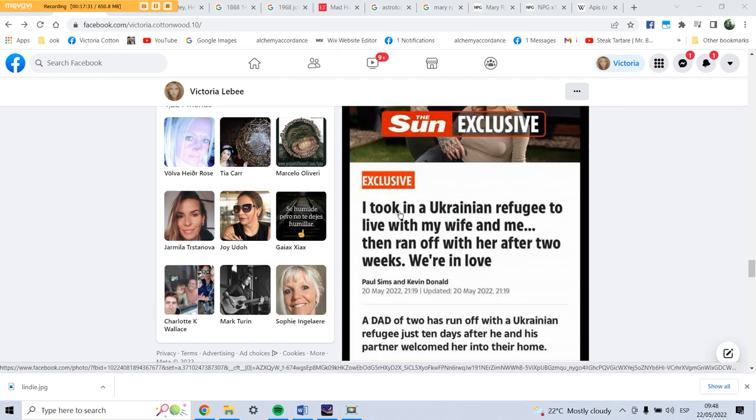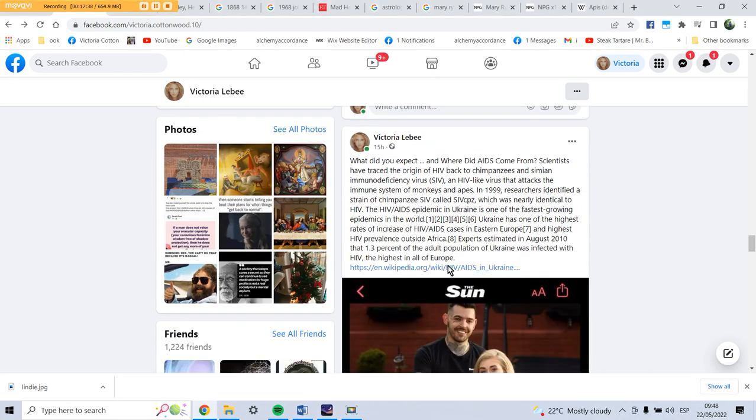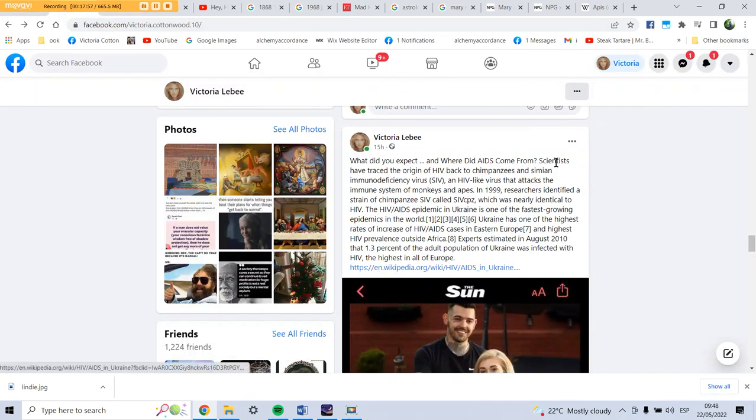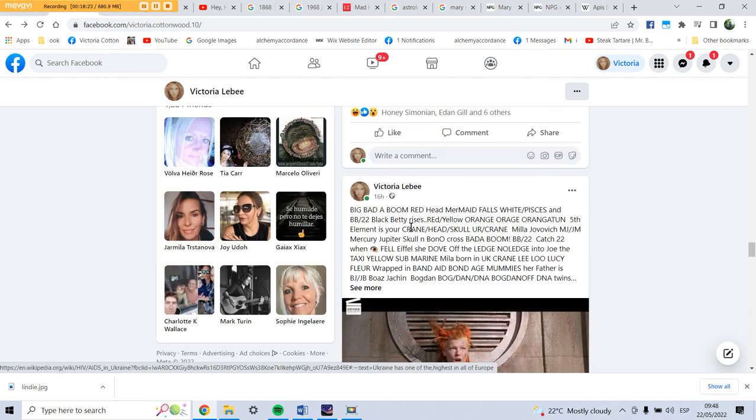So obviously we've now got Ukrainians running off with husbands, but did you know that the highest rating of AIDS in Europe, 1 in 3 people, one in 3 people have AIDS. So scientists have traced the origin of HIV back to chimpanzees. So, you know, this was all prepared. 1999 attacks the immune system of monkeys and apes. And then experts estimate in August 2010 that 1.3% of the adult population of Ukraine was infected with HIV, the highest in all Europe.